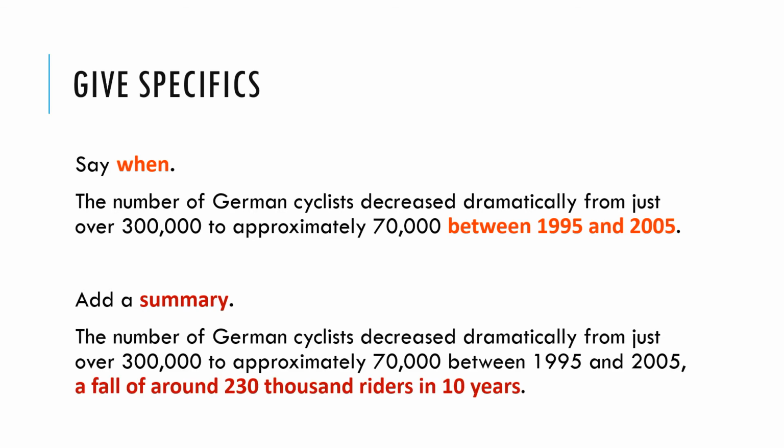The number of German cyclists decreased dramatically from just over 300,000 to approximately 70,000 between 1995 and 2005, a fall of around 230,000 riders in 10 years. All we're summarizing here is the difference between 1995 and 2005 and saying what the time period was.